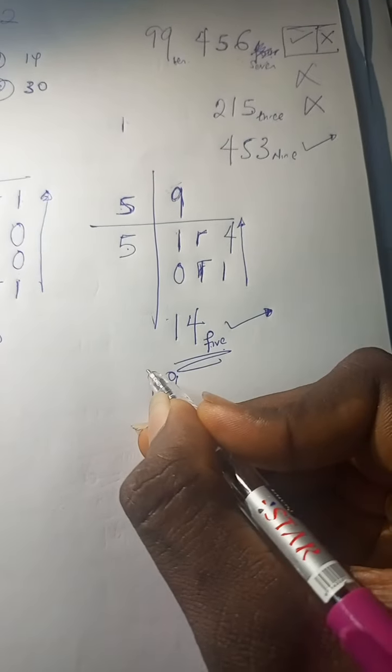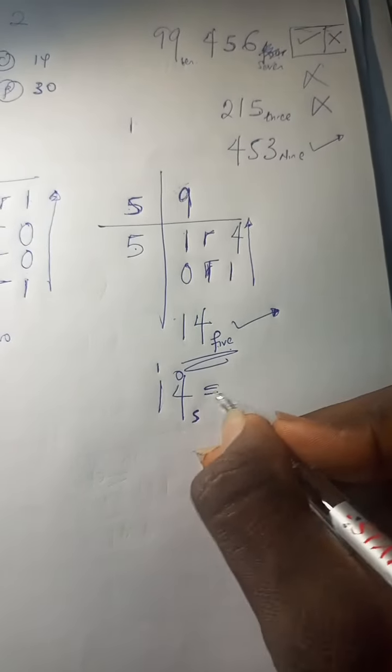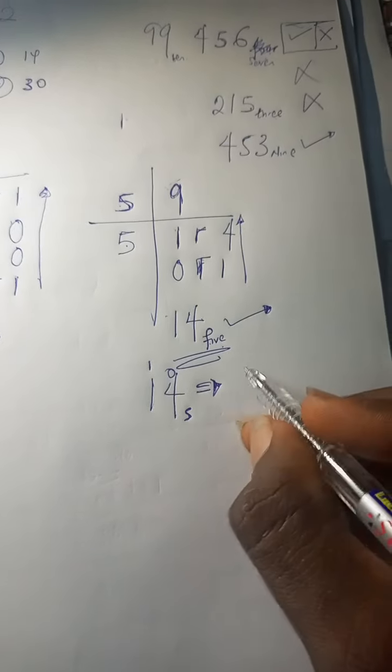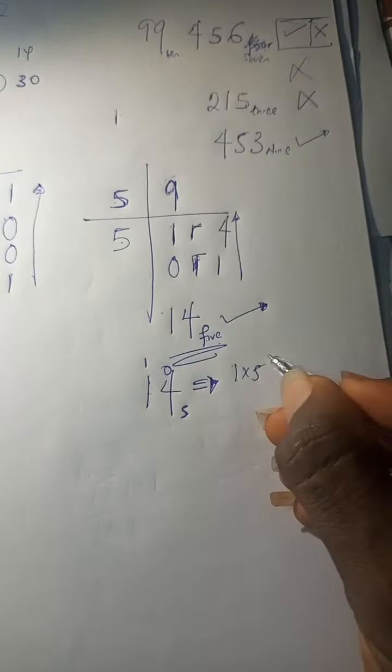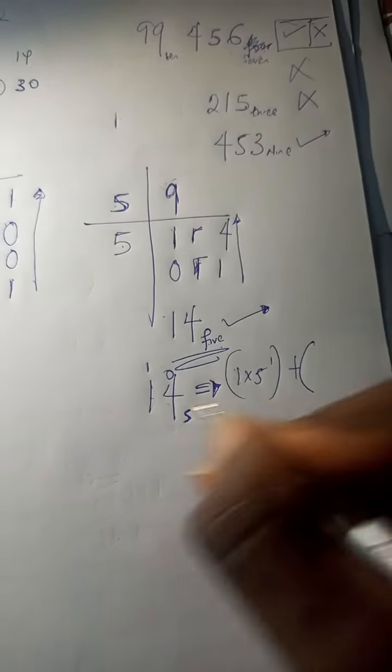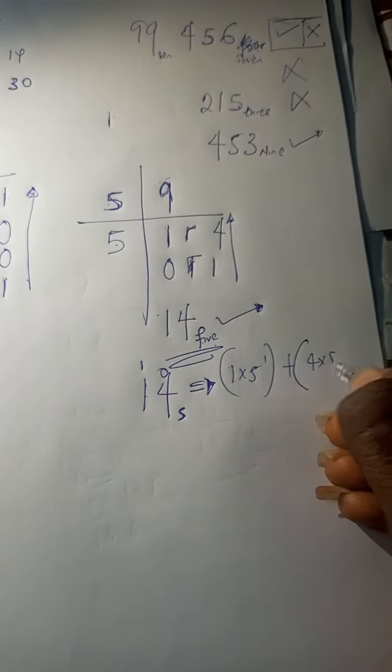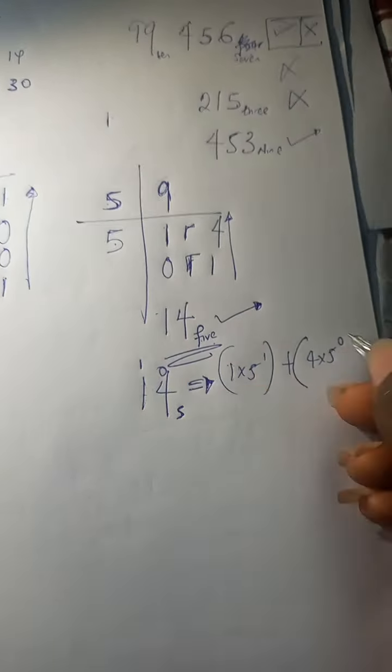Remember the example we did first. So 1 times 5 raised to the power of 1, plus 4 times 5 raised to the power of 0. By the time you sum this up, you have 5, and 4 times 1 is 4. So 5 plus 4, you have 9 in base 10. You see, it works vice versa.